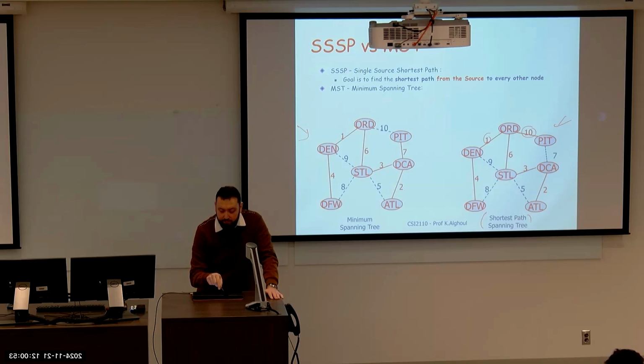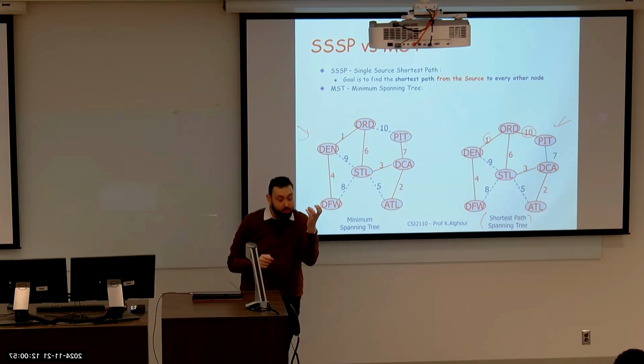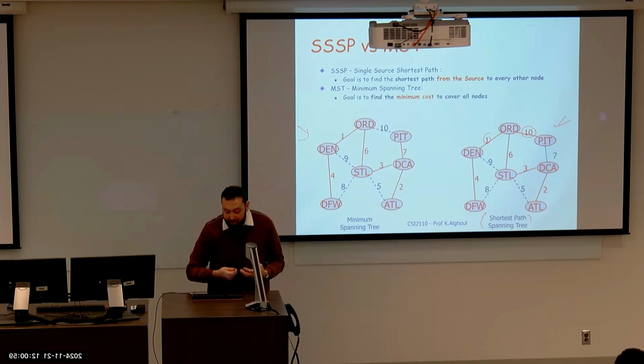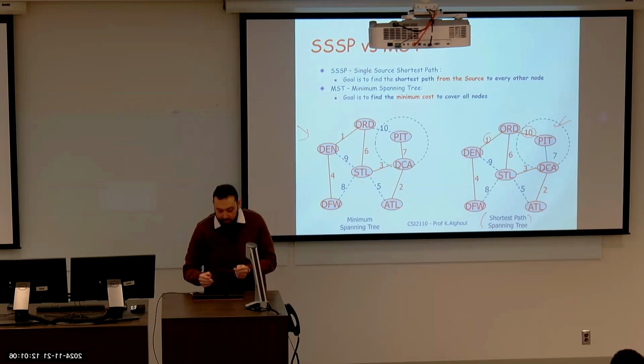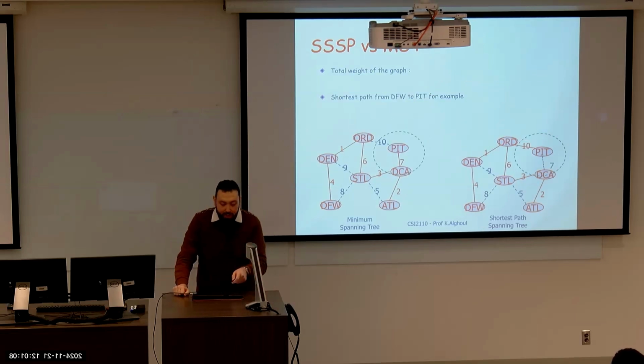First, the goal is to find the shortest path from the source to every other node. So that's the goal. I need to have a source. A minimum spanning tree, the goal is to find the minimum cost. So the difference is here, as we said. So let's take a look now at the other. Okay, total weight of the graphs.